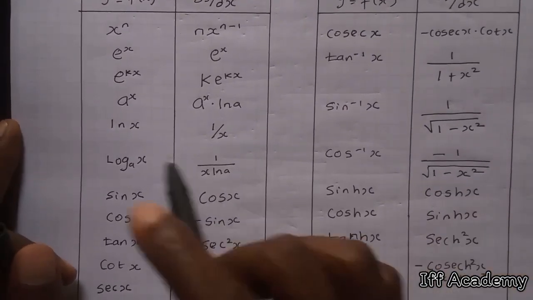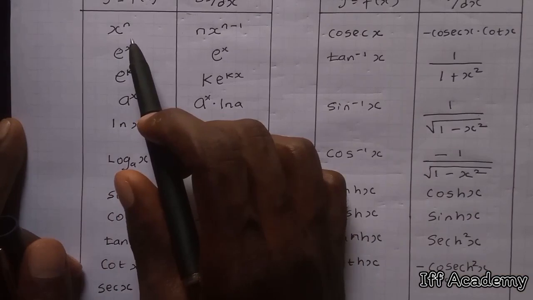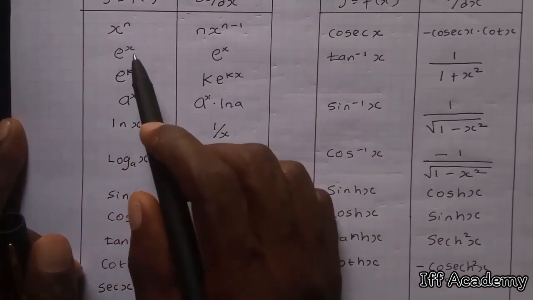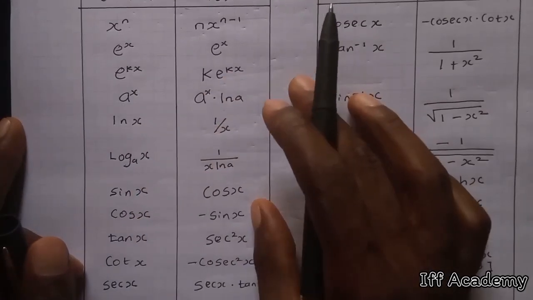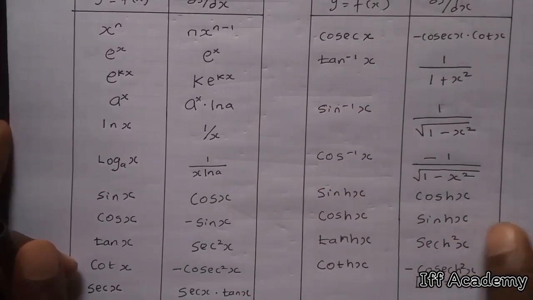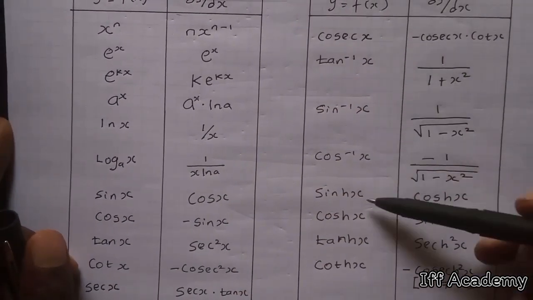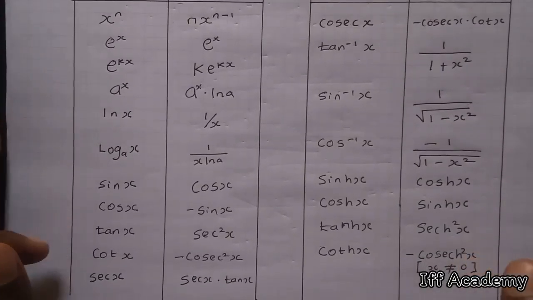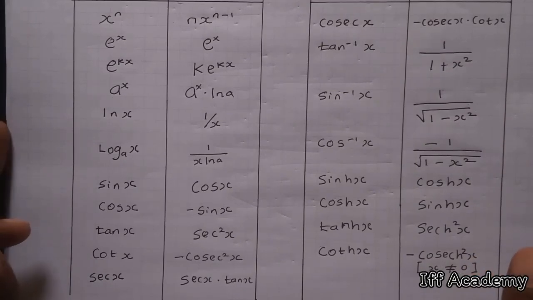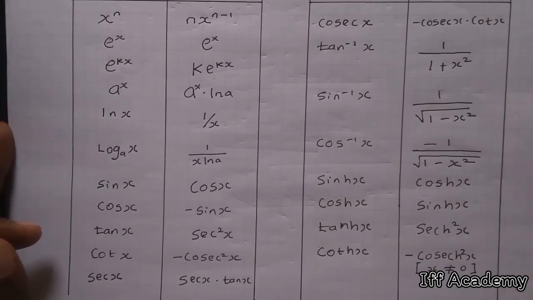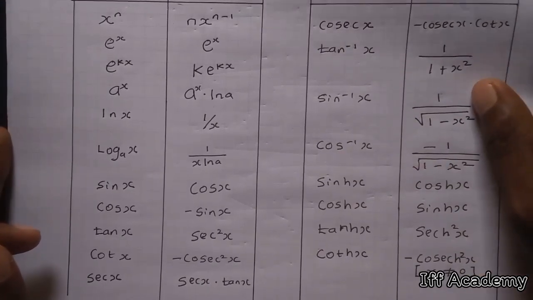So if I have x to the power n, as stated earlier, the derivative will be what? n x to the power n minus 1. So this is what? An exponential function. This is exponential. This is logarithmic. This is trigonometric, right? This is inverse. And this is what? Hyperbolic. So you might want to pause the video and take note of these standard derivatives. All right, so now that you have written them down, let's look at the addition and subtraction rule.